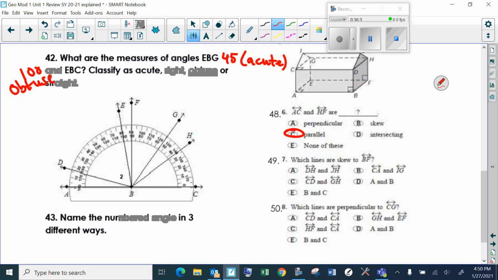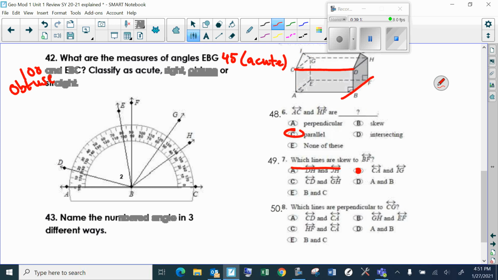49. Which lines are skew to line BF? So there's BF. So that means they can't be in the same plane. How about DH? DH is in the same plane, so it wipes that one out. How about CA? CA is not in the same plane, so that one works. How about IG? IG, that's the I right there. IG also. Okay, so that will work. So that one's true. Now let's go to the last one you need to check, CD.